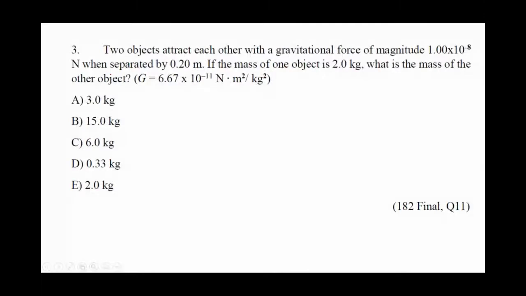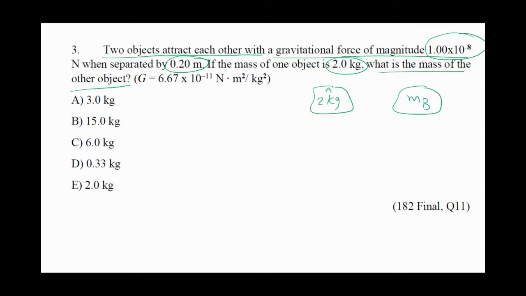Two objects attract each other with a gravitational force of a magnitude 1 times 10 to negative 8 Newton when separated by 0.2 meters. So it looks similar to the previous one. If the mass of one of them is 2 kilogram, of course you will ask about the second mass. What's the mass of the other object? So we have two objects, 2 kilogram. The other one is not known. I will call it MB if this is A.